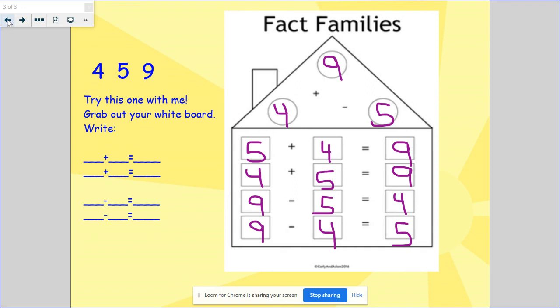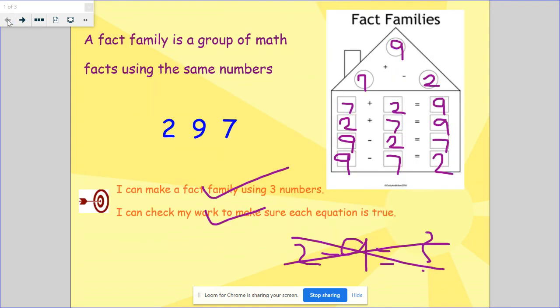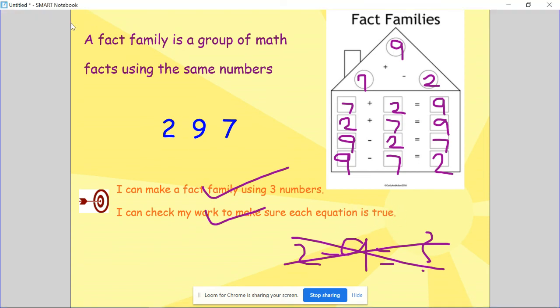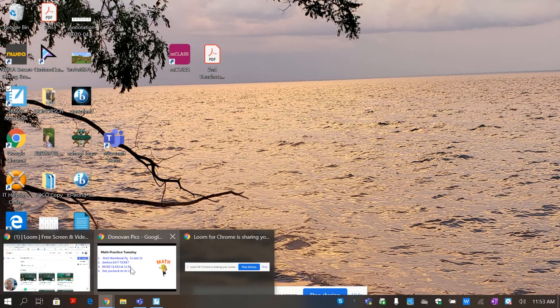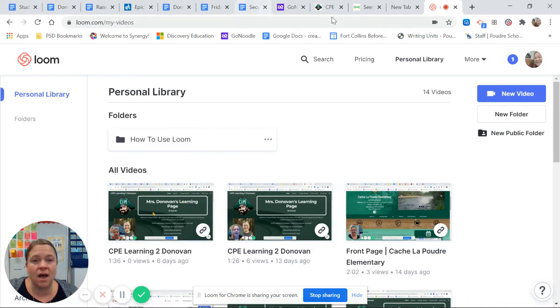Okay, and then I'm going to show you your practice for today. So second graders, I'm going to flip back to these targets. I want you to think about today how you can make a fact family using 3 numbers and how you can also check your work to make sure each equation is true. So as we work through our practice today, I want you guys to remember that, okay? So I'm going to take you now to Seesaw.